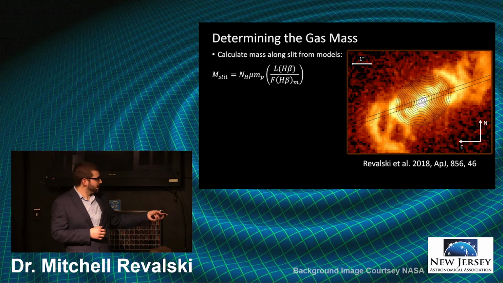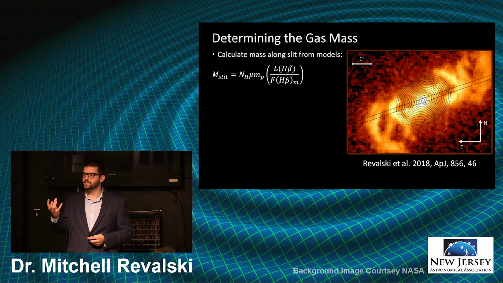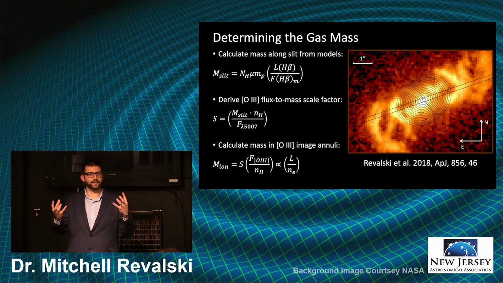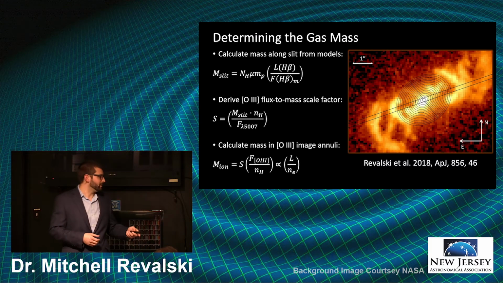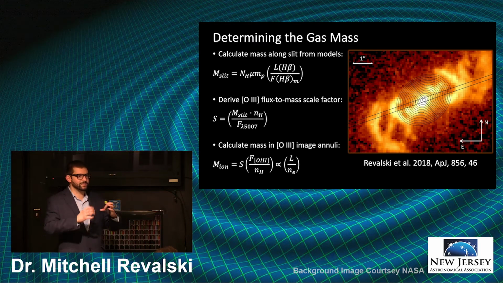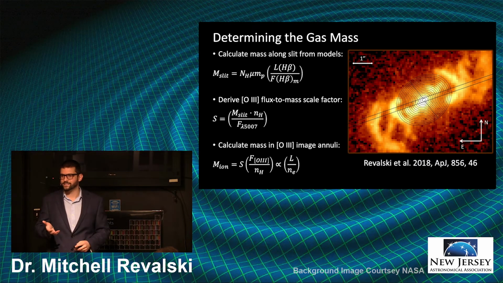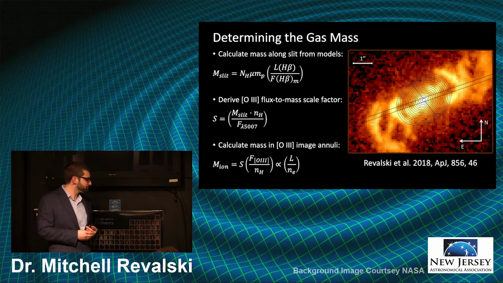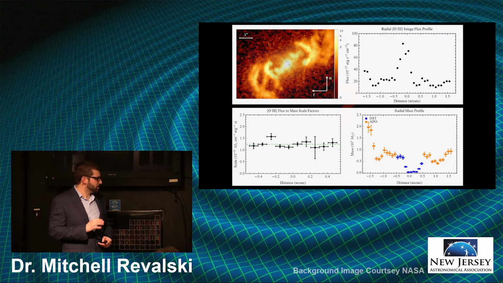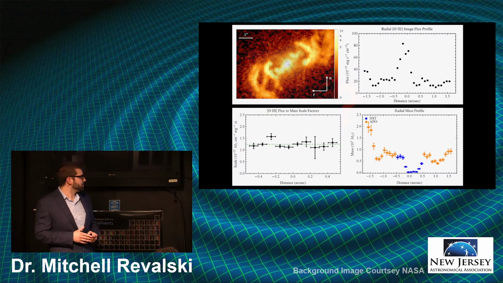So then from there, once we have the mass at each location along the slit, we set up this scale factor that basically says, given the amount of mass I see and the luminosity that I see, what is the ratio between those? So for every photon I get, how much mass has to be there? And then we can use that with this image of the galaxy. We can measure the brightness at each distance, and that lets us calculate what the total mass is at each of those distances. So with that, I'll just go ahead and jump into the result.